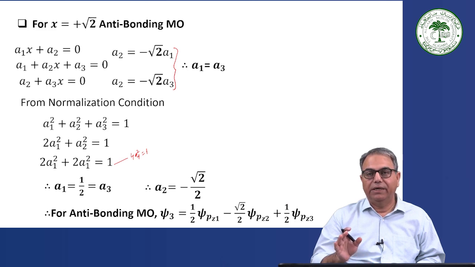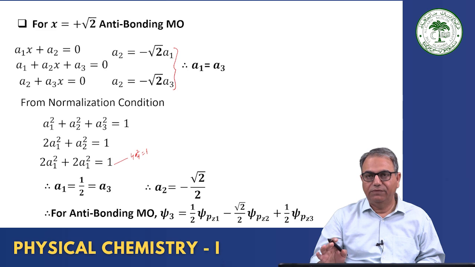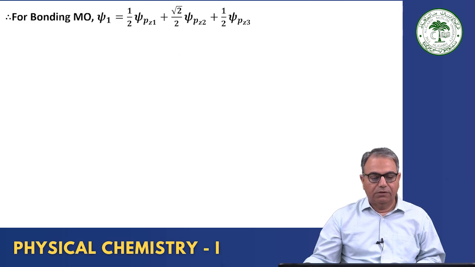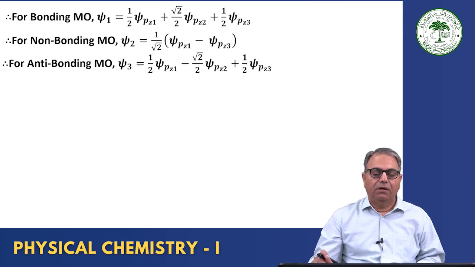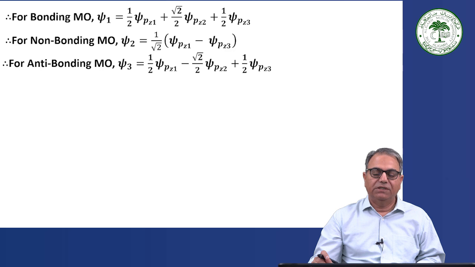We saw the energy values, how the energy is written for the bonding, non-bonding and anti-bonding molecular orbitals, and how the stabilization takes place because of the resonance of the 2 electrons over 3 carbon atoms. That also we saw. And then we found the coefficients a1, a2 and a3 for all the 3 orbitals, bonding, non-bonding and anti-bonding molecular orbitals. So, we have these three eigenfunctions psi 1, psi 2 and psi 3.